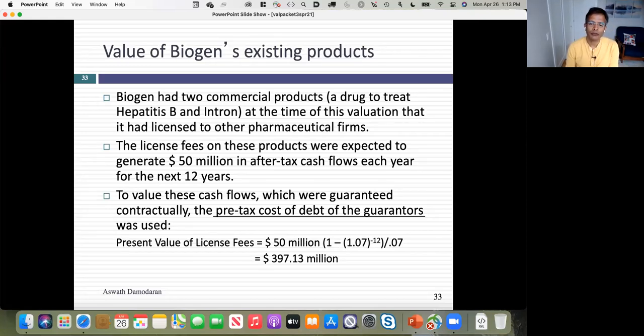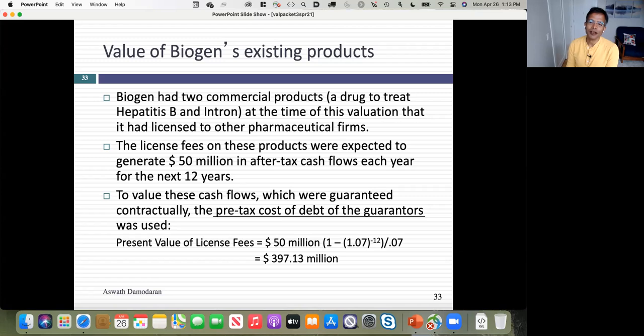So the first thing I noticed when I saw those 2 licenses, I wanted to see how the licenses were set up. And for Biogen, the 2 drugs they were producing in 97 were on fixed licenses, and the amount they were collecting on these licenses was $50 million, expected to be that for the next 12 years. So they're going to get $50 million a year for the next 12 years. To value this, what do I need? I need a discount rate.